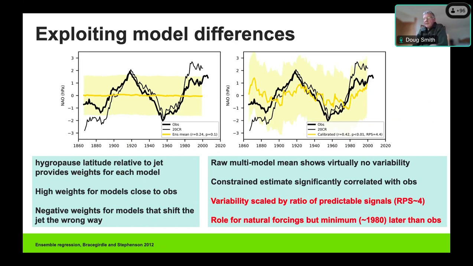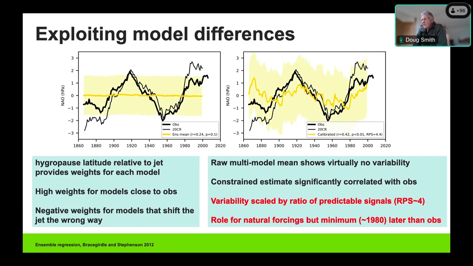So again, the observations, I've put 2 different observations here to look at the uncertainties in the observations. And the ensemble mean shows very little variability, almost none. Whereas when you apply this emergent constraint, then you start to get a significant correlation with the observations now.